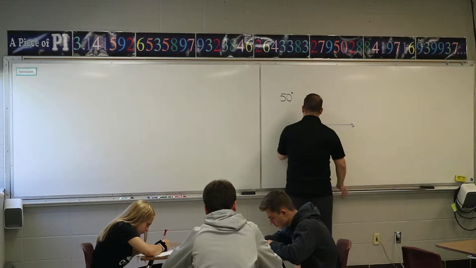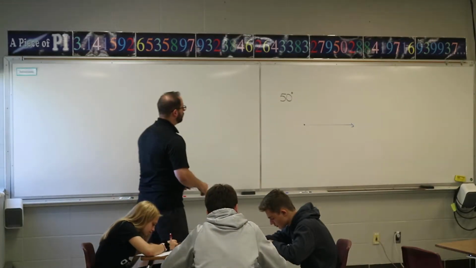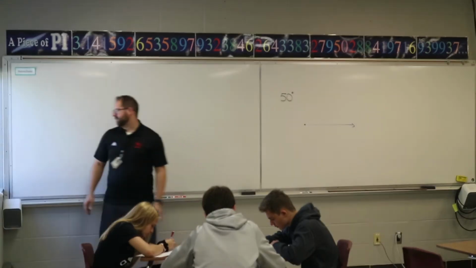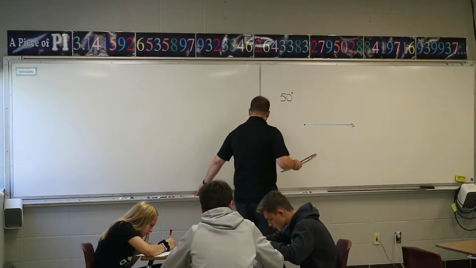Now when you draw your angle, make sure it's in standard position. That first line should be going to the right, horizontal to you, going to the right. And then you're going to use your protractor and kind of measure out 50. So this is the part where you have to figure out how to manipulate it and move it around.